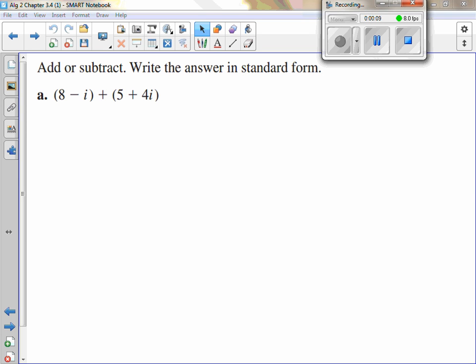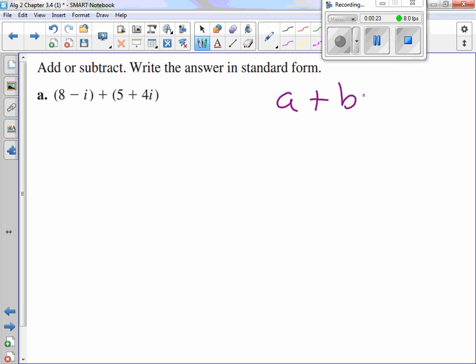And really what the main thing is here, when we add or subtract these complex numbers, because a complex number comes in the form of a plus bi, where a is the real number and bi is the imaginary. Real.